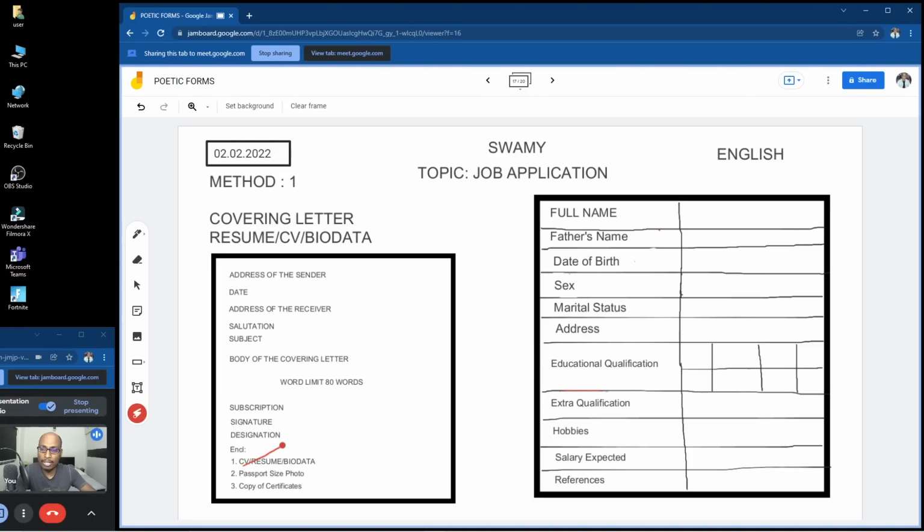If they asked you to write CV, then you have to mention CV. If they asked you to write resume, you have to mention resume. If they ask you to write biodata, you have to attach biodata. Enclosed, one will be there.